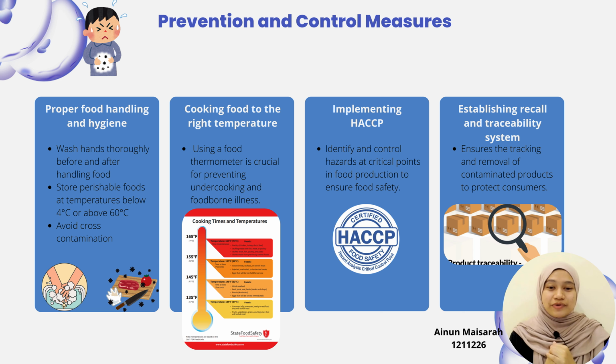In conclusion, preventing and controlling bacterial toxins requires a combination of safe food handling practices, proper cooking, and strict control measures in the food industry. By following these guidelines, we can protect ourselves and ensure the safety of the food we eat.